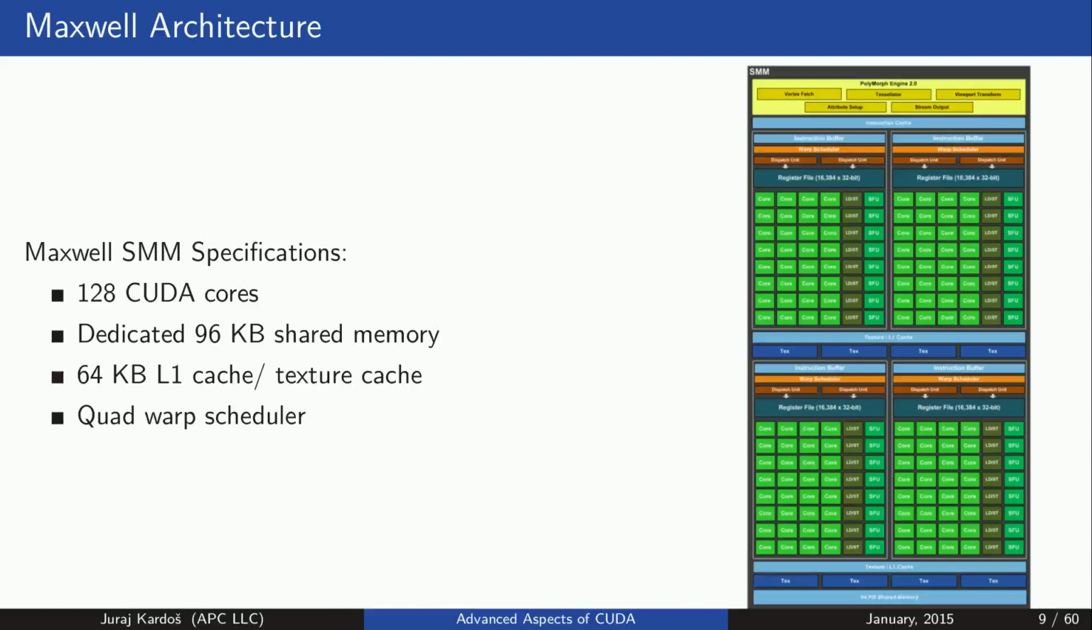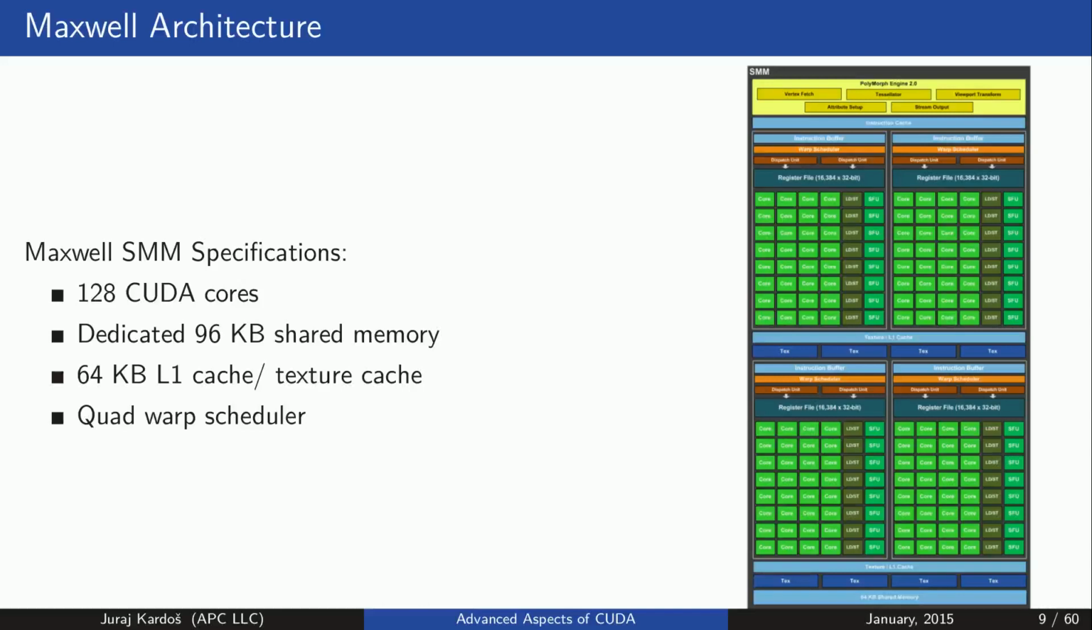Dedicated shared memory is made possible in Maxwell by combining the functionality of the L1 and texture caches into a single unit. Each streaming multiprocessor contains 4 warp schedulers, and each warp scheduler is capable of dispatching 2 instructions per warp every clock cycle.